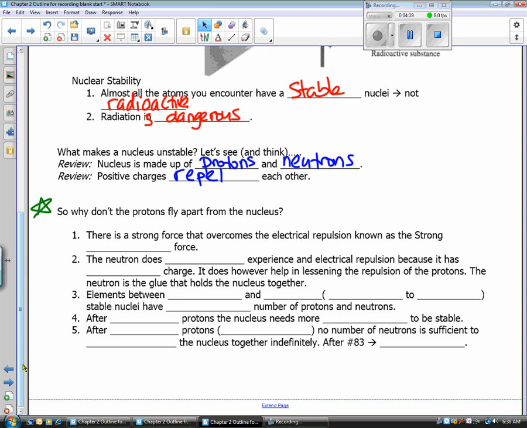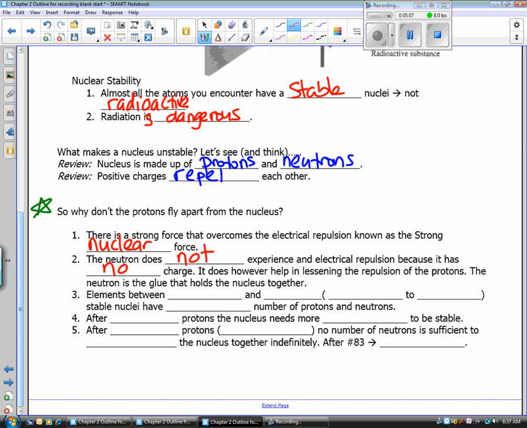Well, here's the reason. There's a strong force that overcomes this repulsion, and it's known as the strong nuclear force. This force is extremely important. It's what keeps our world together. The neutron does not experience any electrical repulsion because it has no charge, or it's neutral. It does, however, help in lessening the repulsion of the protons. The neutron is the glue that holds the nucleus together.